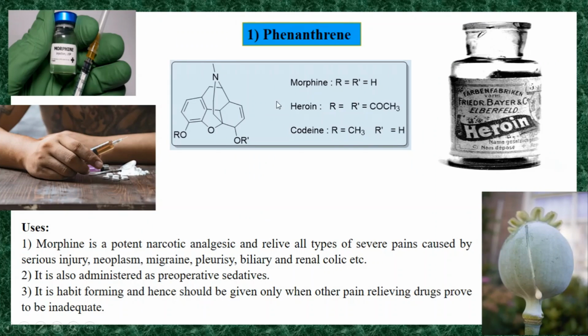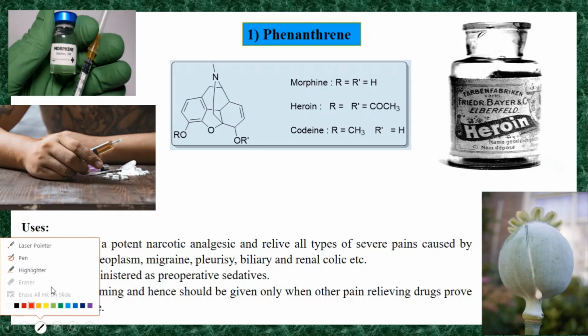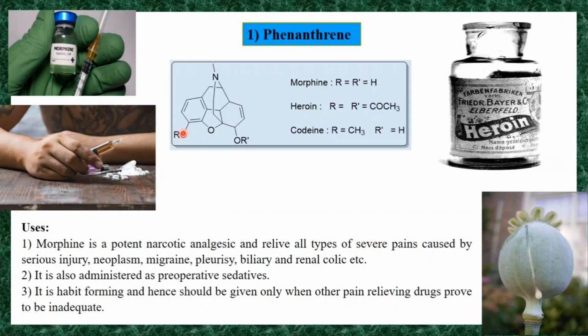So this is all about the phenanthrene class, and we have learned the uses of morphine. This is the general structure of phenanthrene. When R is replaced by H, the structure becomes morphine. When you replace R by an acetyl group, that is heroin, 5 to 10% more potent than morphine.